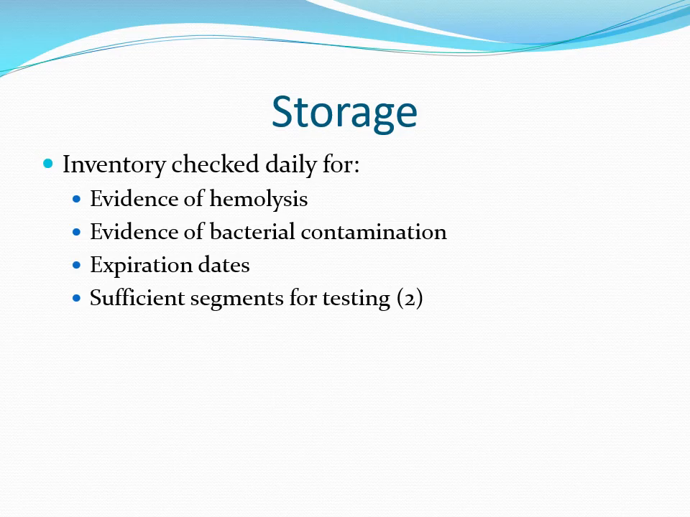So when we're storing our blood products, especially our red cells, we're going to check our inventory daily for evidence of hemolysis, evidence of bacterial contamination, and our expiration dates to make sure we're not expiring units on the shelf. And we want to have a sufficient amount of segments for testing, so we need to have at least 2 integrally attached segments for our testing purposes.